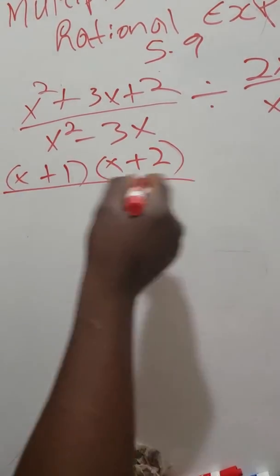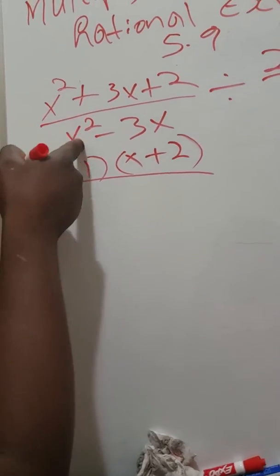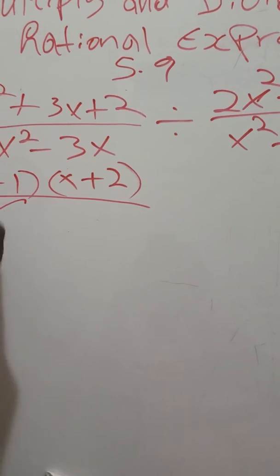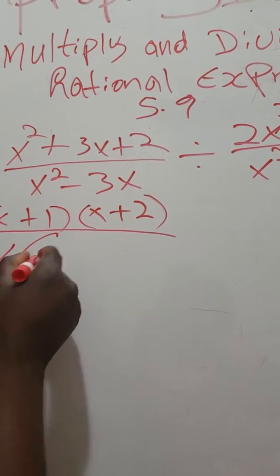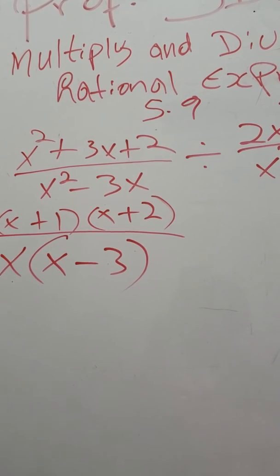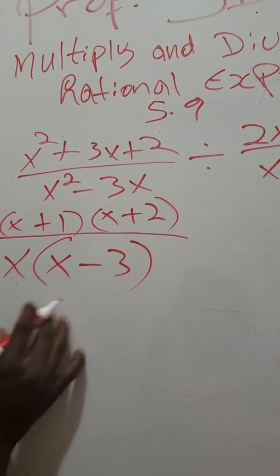So for the bottom, if you want to factor the bottom, I can tell that they both have x, so that's going to be an x as a GCF. When the x comes out, x divided by x, this is just going to be x minus 3, because that x came out already. That's what we keep.